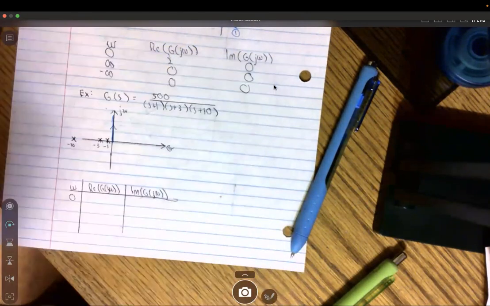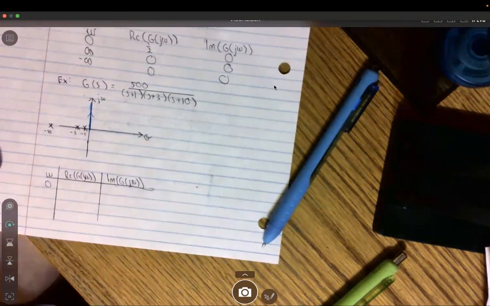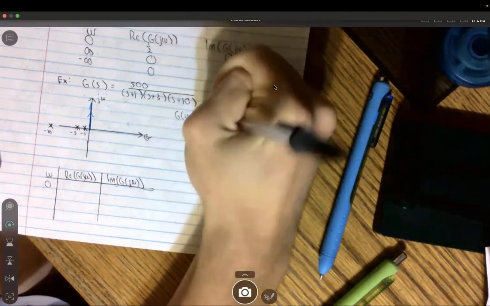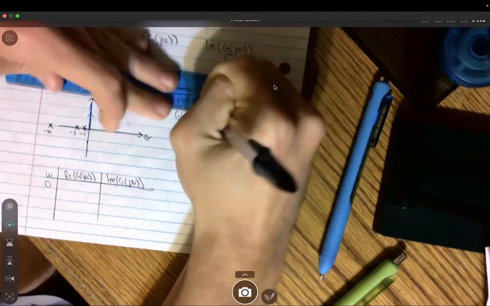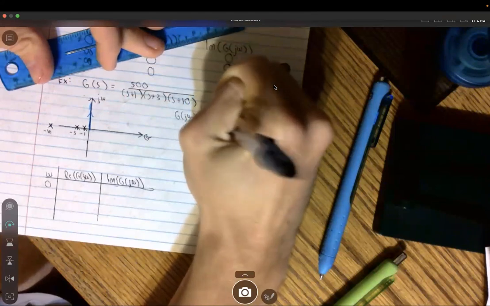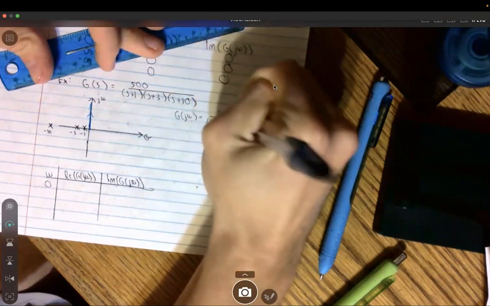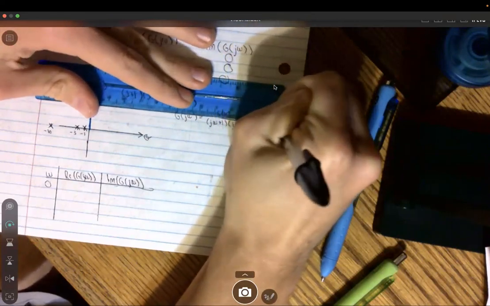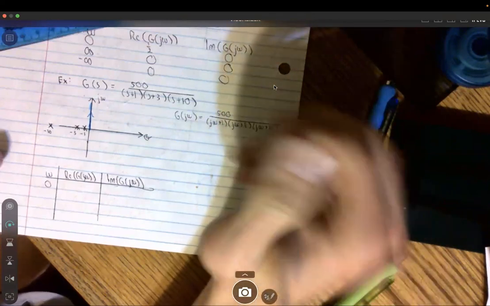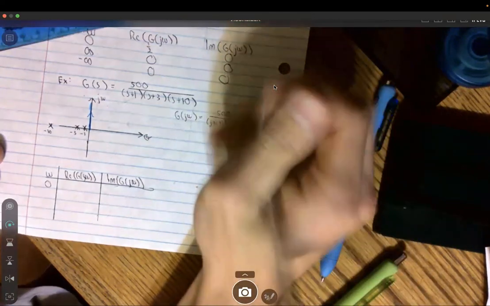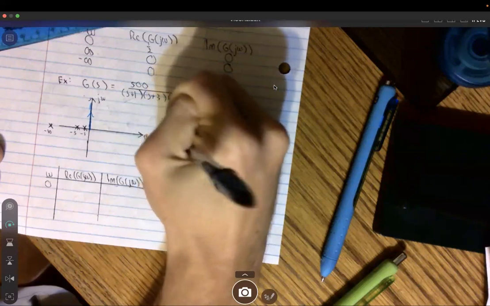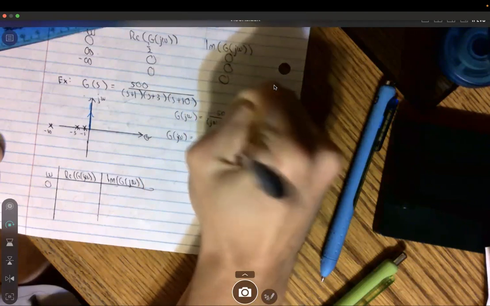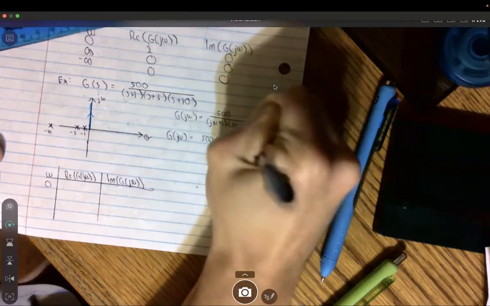And so from this, what we're going to see is if we replace this, so we just get a G(jω), it's going to be 500 all over (jω+1)(jω+3)(jω+10). Okay, now that we got that, you multiply by the conjugate to get the j out of the denominator. So if you multiply this entire thing by the conjugate, you're going to get 500 times (jω-1)(jω-3)(jω-10).